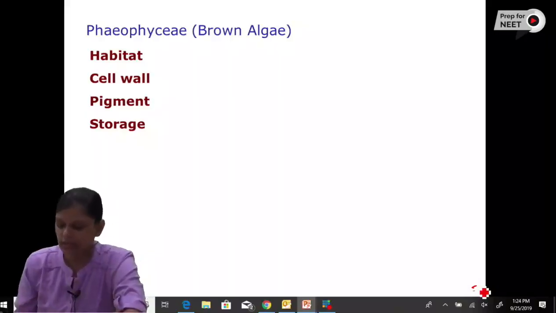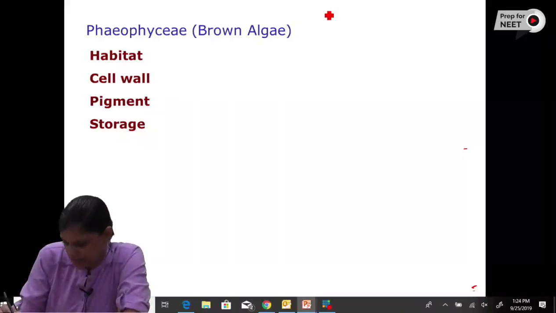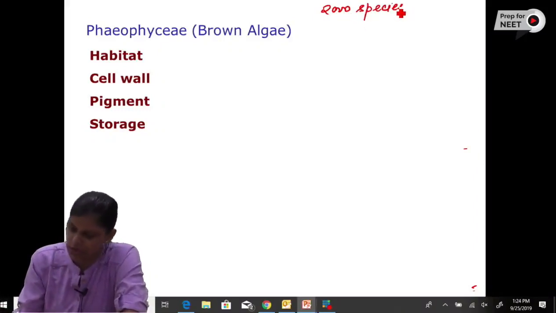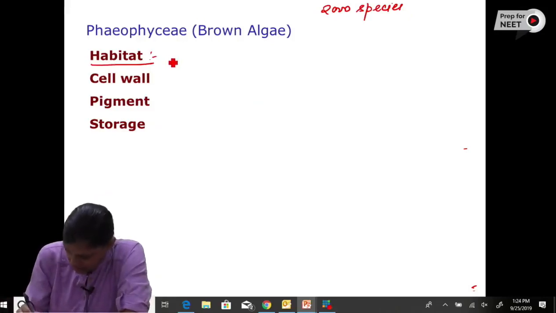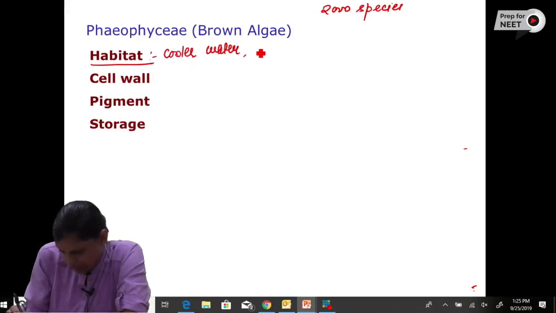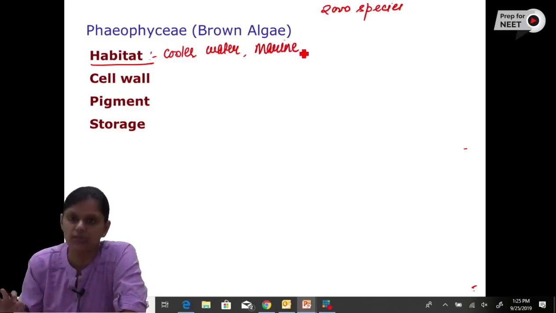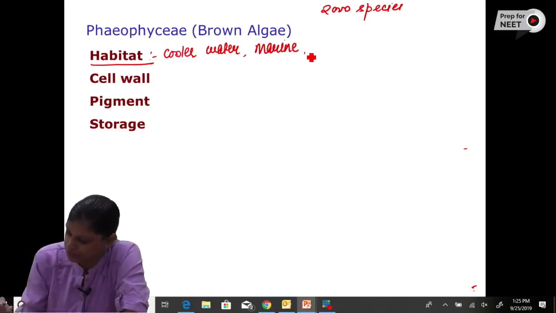So next we discuss brown algae, class Phaeophyta. We have 2000 species of this brown alga present all over the earth. If we talk about the habitat, they prefer to grow in cooler water and only in marine water. There is no form which is present in fresh water.